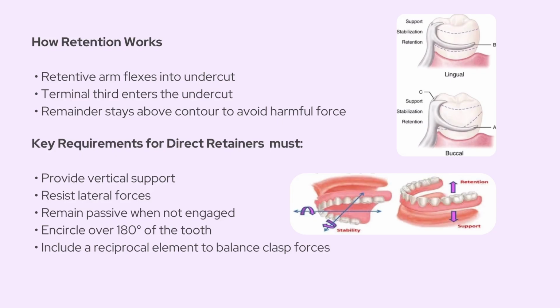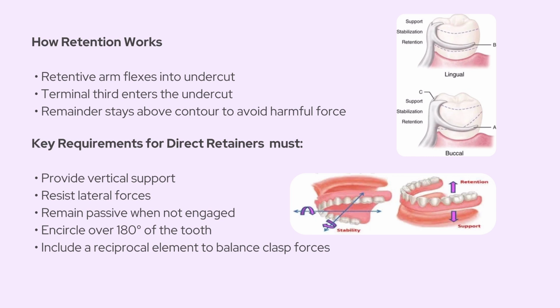So how does retention actually happen? Well, it's when the retentive clasp arm engages an undercut and deforms slightly when there's a dislodging force. The energy stored from that flexing is what helps keep the denture in place. But, and this is super important, only the flexible end of that arm, the terminal third, should go into the undercut. The rest of the arm needs to stay above the height of contour. Otherwise, we might end up with harmful forces on the abutment tooth.